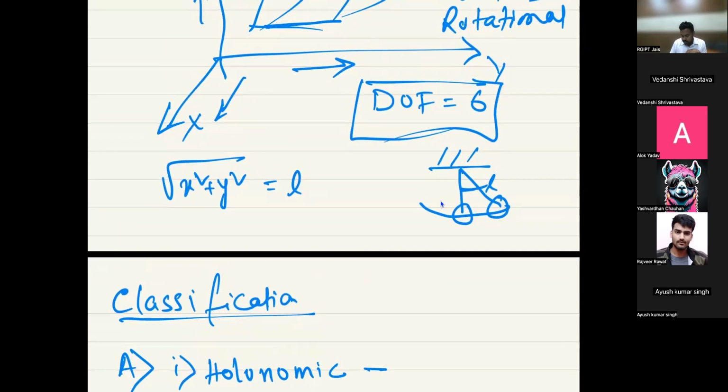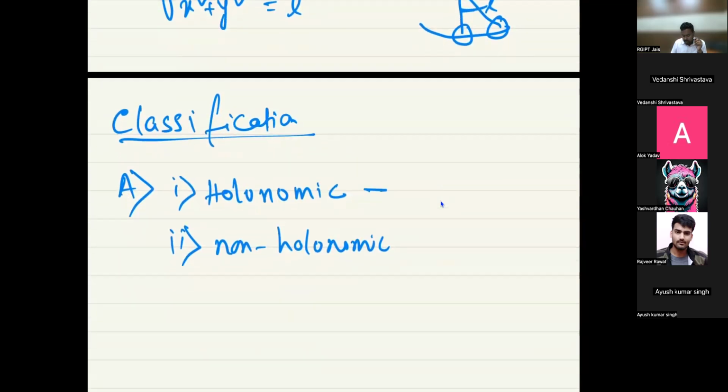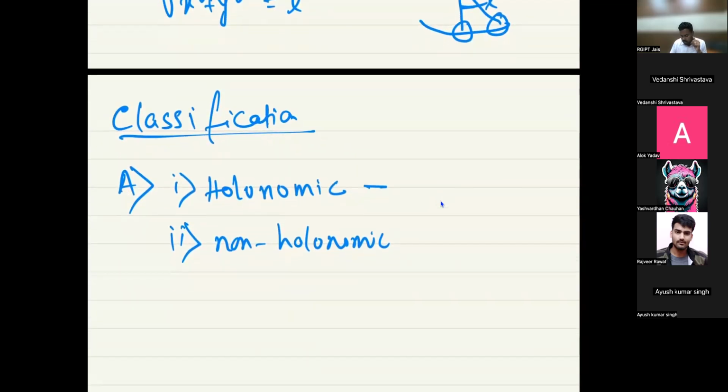Or let's say this is a gas filled sphere and its radius is A. Then the position of any particle at any time must be less than A. So these are constraint relations, okay. In the case of holonomic, these constraint relations depend only on the coordinates, and they form an equation.